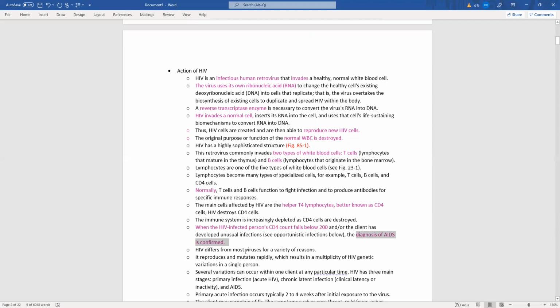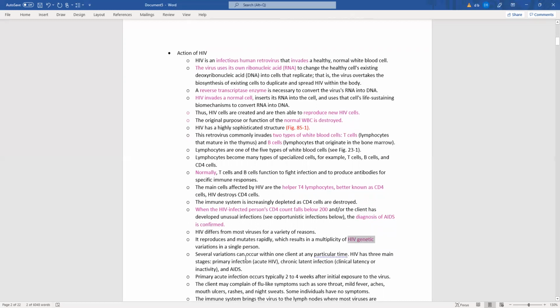HIV differs from most viruses for a variety of reasons. It reproduces and mutates rapidly, which results in a multiplicity of HIV genetic variations in a single person. Several variations can occur within one client at any particular time.